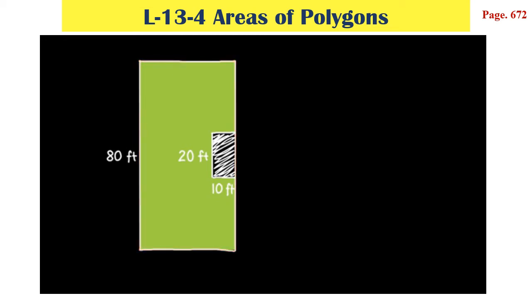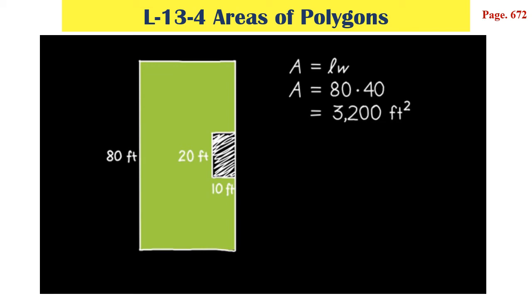We can start by finding the area of this rectangle by using the formula area equals length times width. We can substitute the dimensions for the length and width into the formula. The length of the land is 80 feet. The width is 40 feet. 80 times 40 equals 3,200. So the area of the land, including the porch, equals 3,200 square feet.